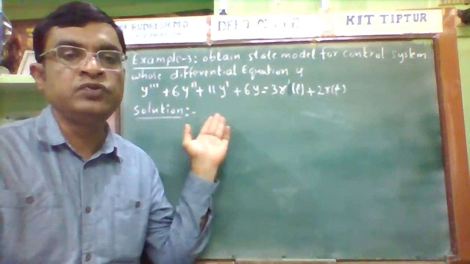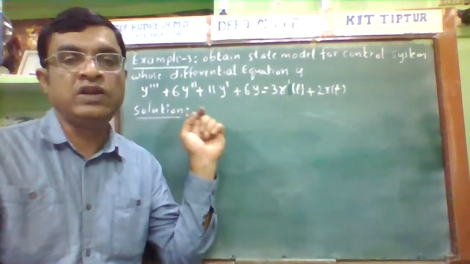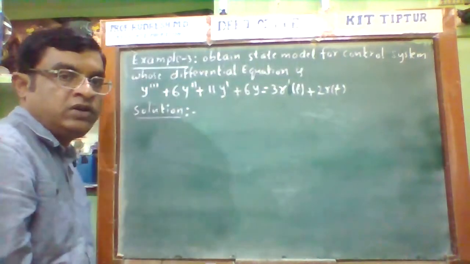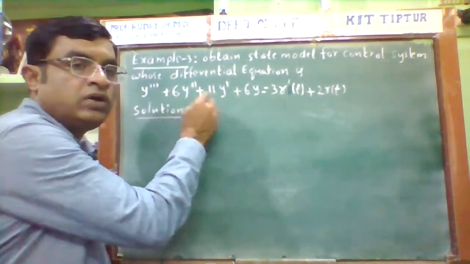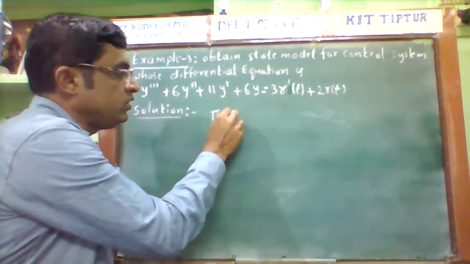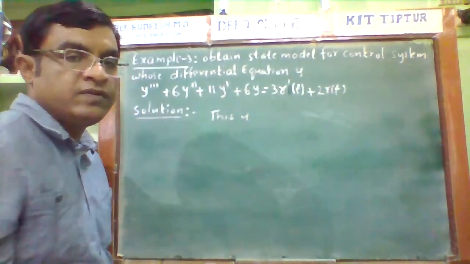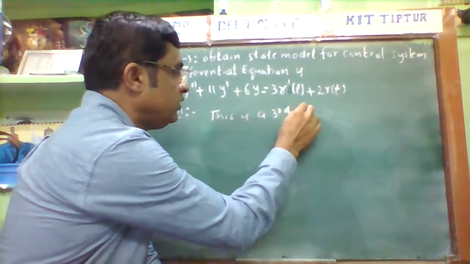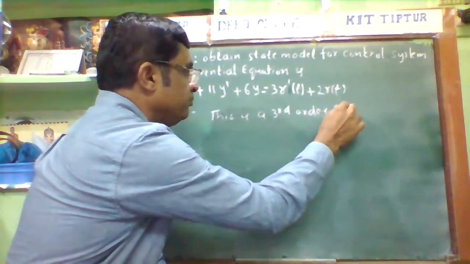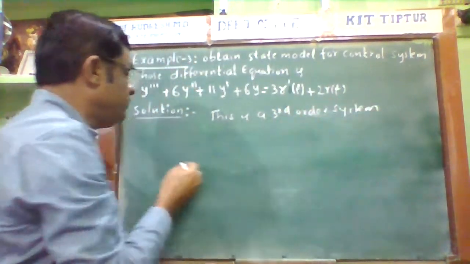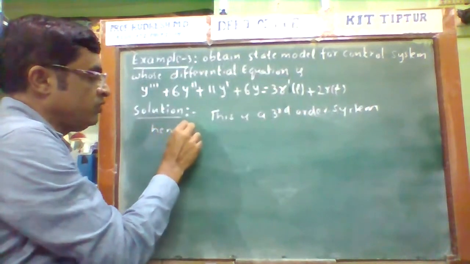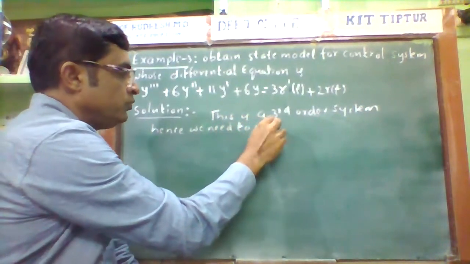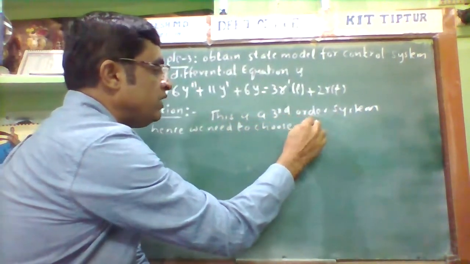Therefore, we need to choose how many. Now this is the given differential equation. This is a third order system because the order of the system is 3. Hence, we need to choose 3 state variables.